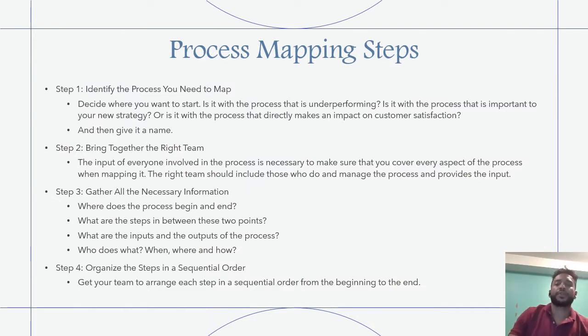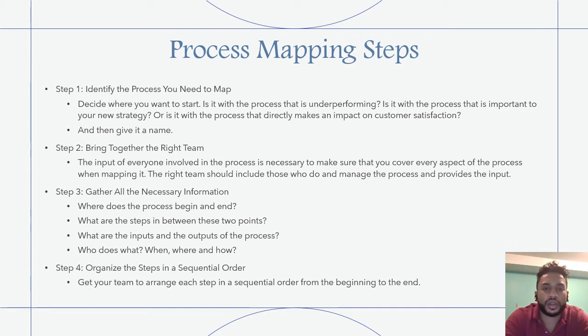So what are the steps in process mapping? First, you have to identify the process you need to map. Process mapping is basically when you're trying to figure out all the steps in a process, from A to Z. What are you looking for? What do you want to do? What's the issue? Where do you want to be? And how to get there. So, identify the process you need to map.